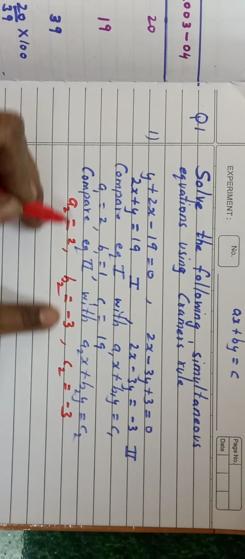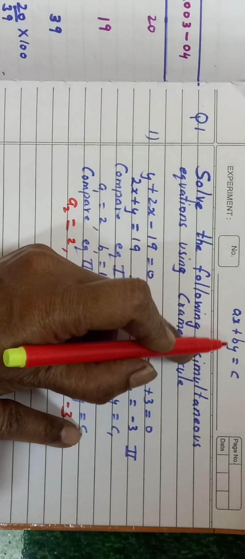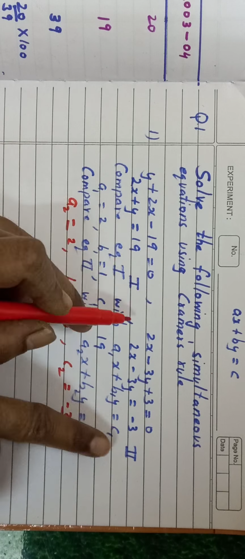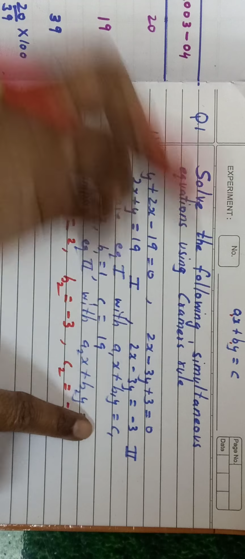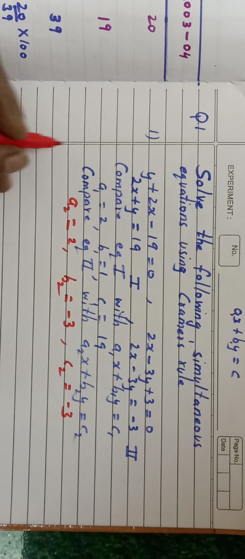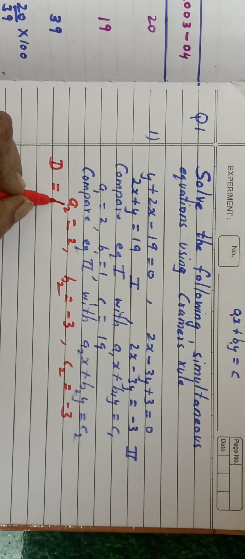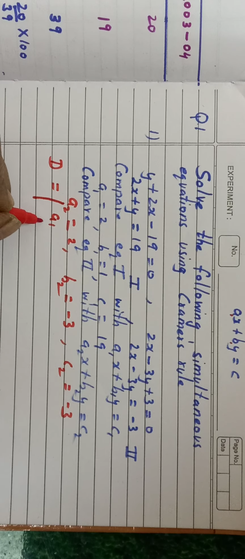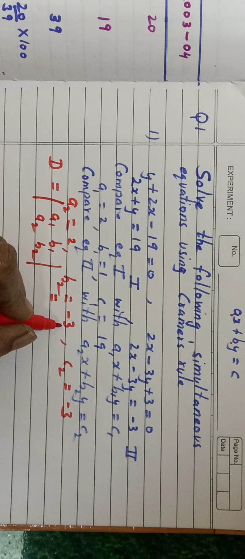If these values are correct and if you are able to write it in this format, ax plus by is equal to c, now here two equations are there. So we have taken a1x plus b1y and a2x plus b2y. Now this is over. Now we have to find the value of D. For this the formula is a1, a2, b1, b2. These values you have to substitute and we will get the value of D.